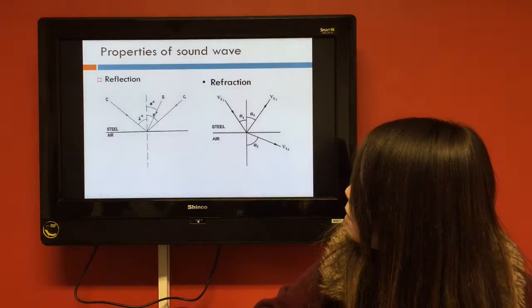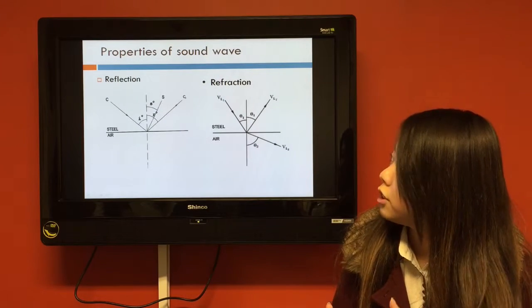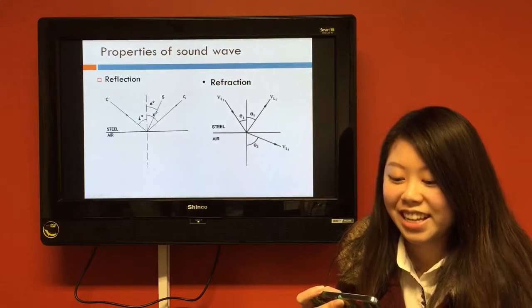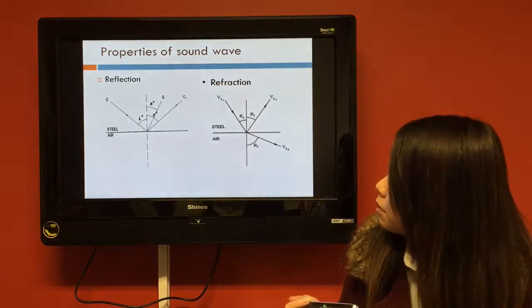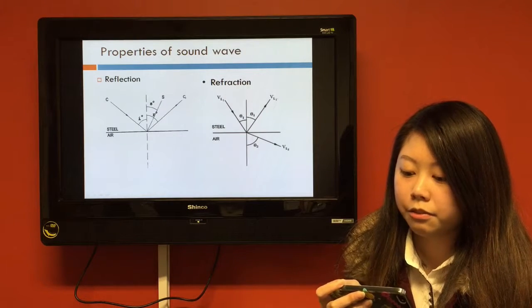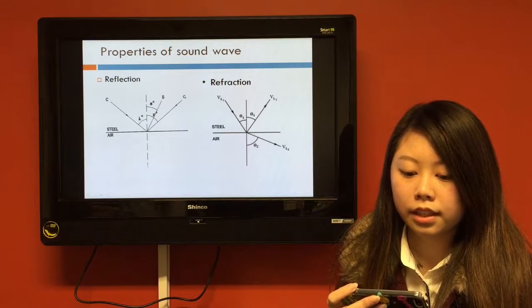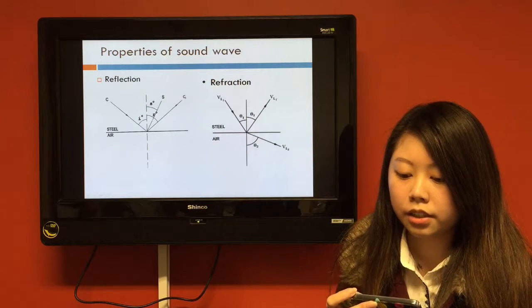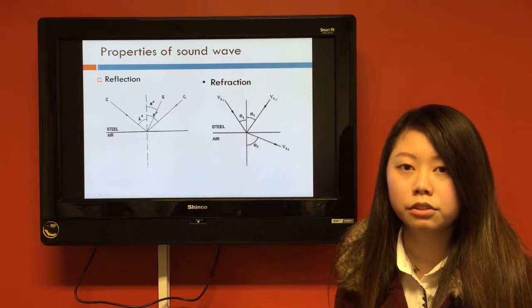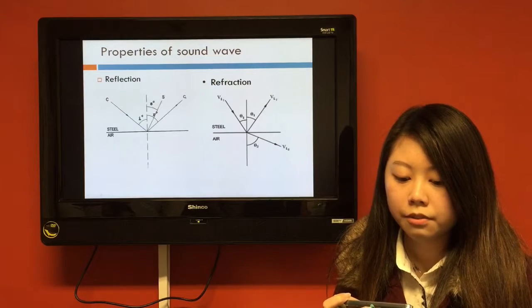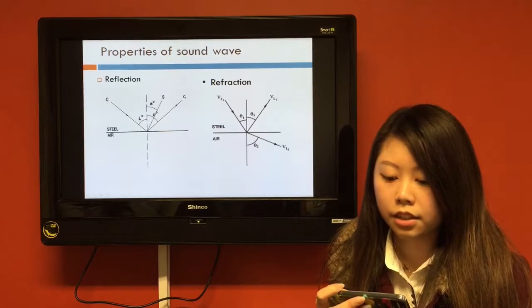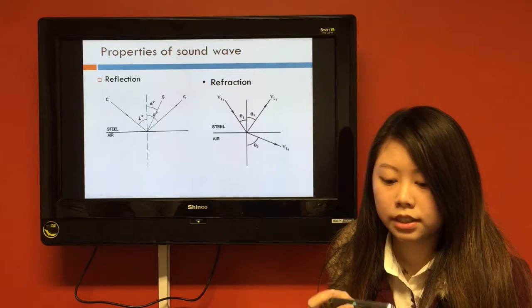Let me talk about the properties of sound waves. There are two types of behavior, that is reflection and refraction. Reflection, you can see from the picture, shows how the wave transfers in the reflection case. A compression wave strikes the steel to air interface at an angle of incidence to the normal line, and the wave is reflected and forms a compression wave, whose reflected angle is equal to the angle of incidence.